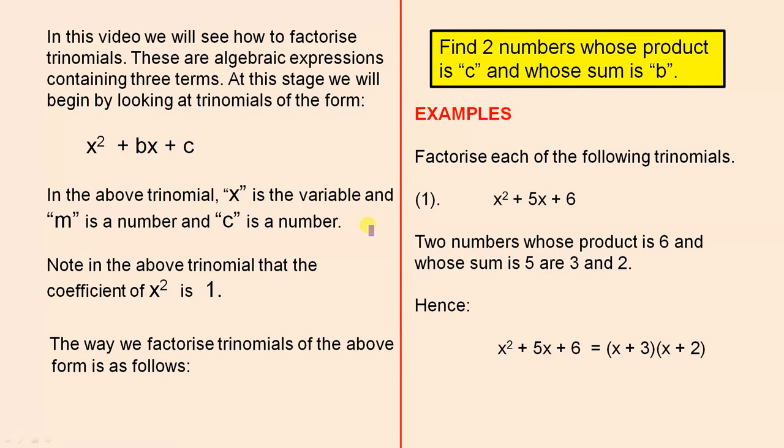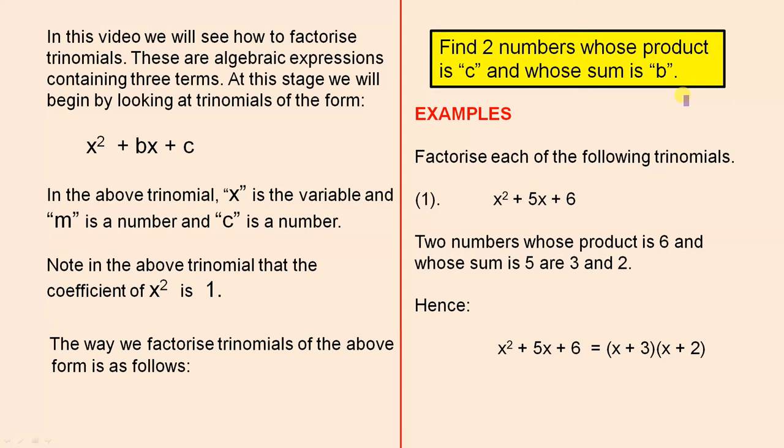In the above trinomial, x is the variable and b is a number and c is a number. Note in the above trinomial that the coefficient of x squared is 1, so the number in front of x squared is 1. The way we factorise trinomials of the above form is as follows.